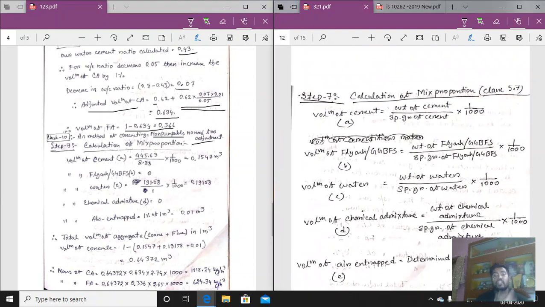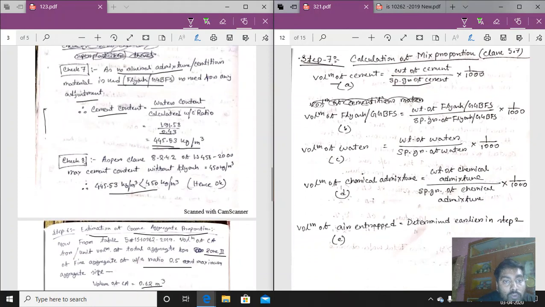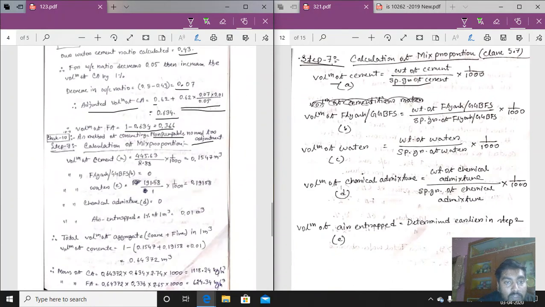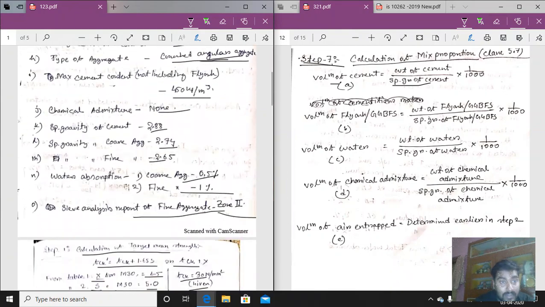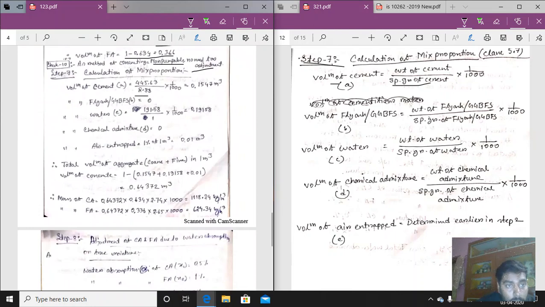Each formula is given. Volume of the cement is the weight of the cement divided by the specific gravity of the cement, multiplied by 1 by 1000. Putting the value, the weight of the cement we have calculated is 445.653. So 445.653 divided by 2.88, the specific gravity of the cement that is given here. Putting all the values, we get the volume of the cement equal to 0.1547 meter cube. Volume of the fly ash or GGBS is 0 because no mineral admixture has been used.